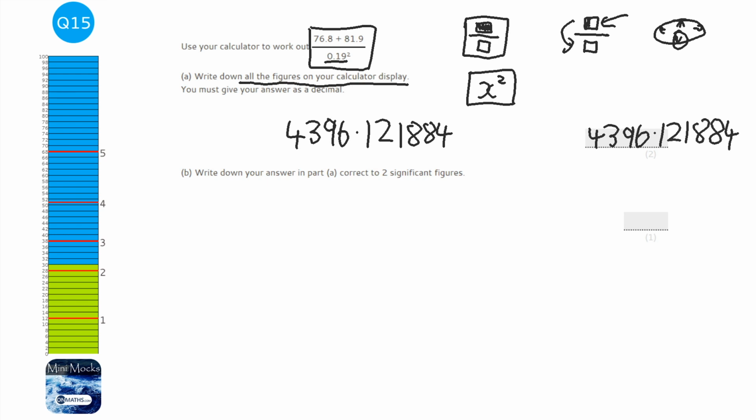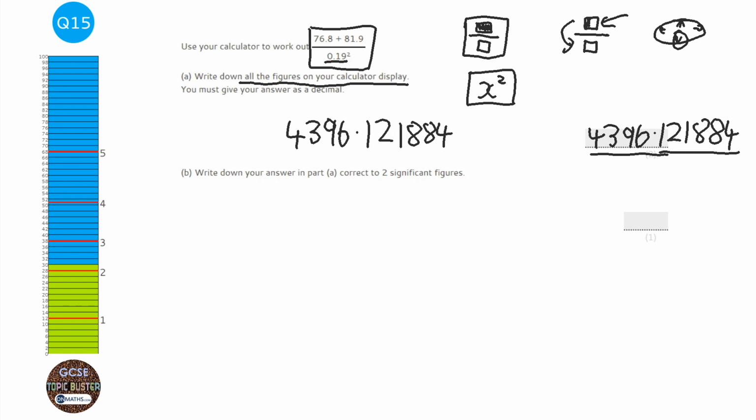Now, if your calculator is set to a mode which shows even more numbers, then normally six digits after the decimal point is more than enough. They won't require you to go to 100 or 200 decimal places. On this question, that's actually an exact amount.